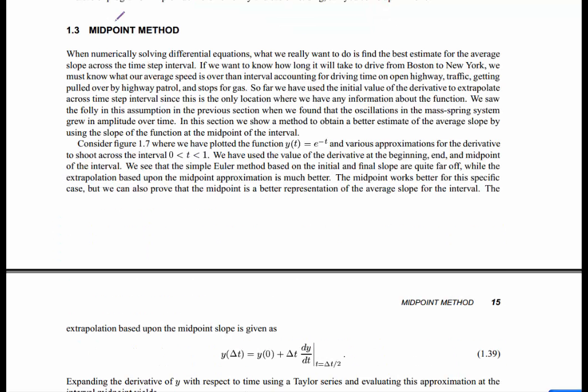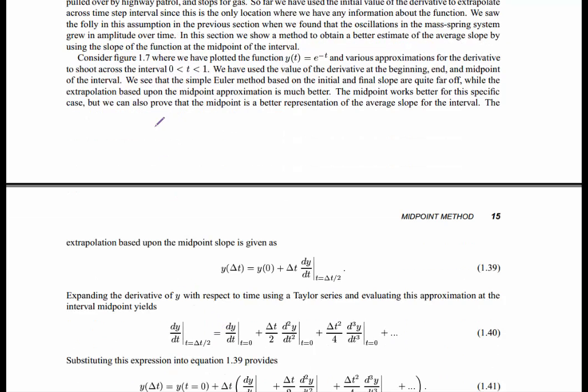All right, now the next method we're going to do is the midpoint method, and this one is a more accurate method than Euler's method. And he gives a derivation based on Taylor series. I'm going to give a little more intuitive definition. Consider a function. See if I can draw this. And it curves up like this. Okay. And let's say this is at time 0, and let's say this is at time delta t.